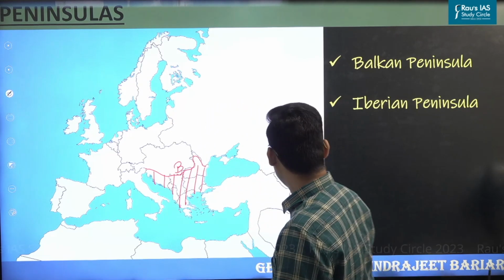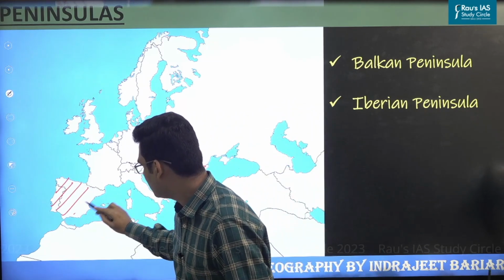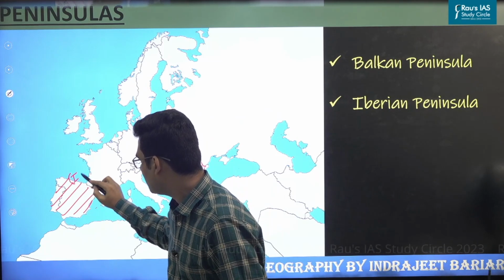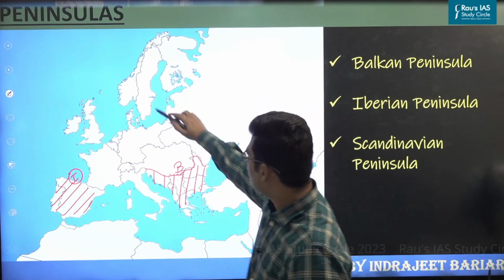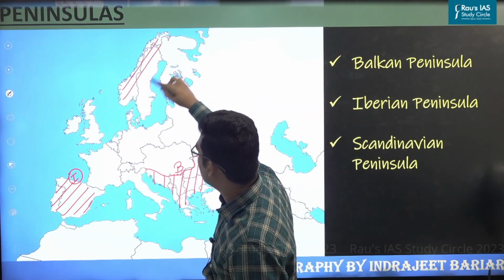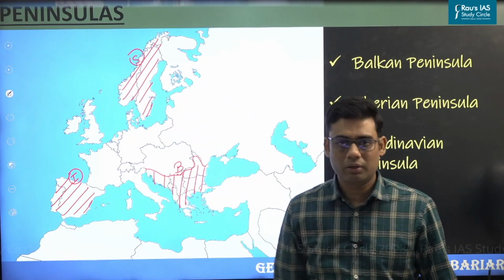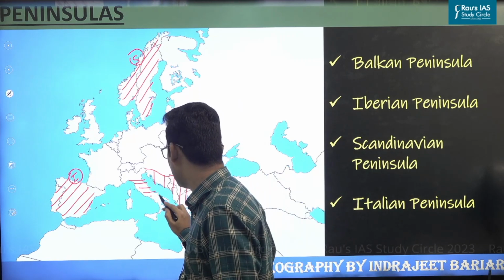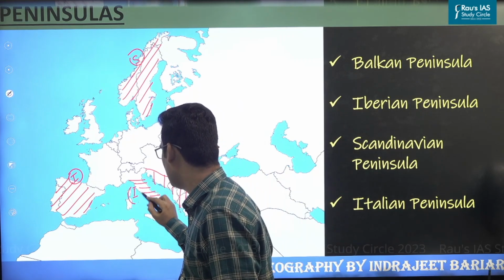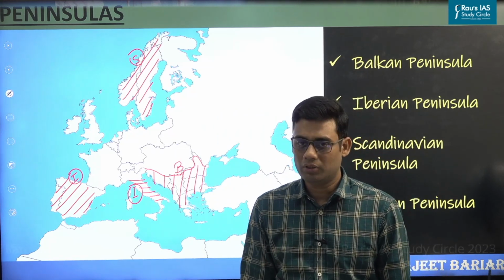The second one is the Iberian Peninsula, which covers this part. The third one is the Scandinavian Peninsula, and the Scandinavian Peninsula covers this part. And the fourth is the Italian Peninsula, which I can identify somewhere over here. So these are the four peninsulas of Europe.